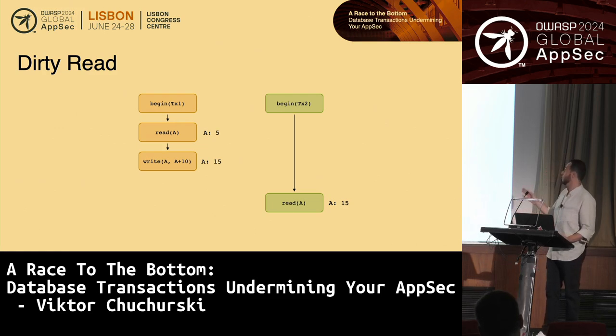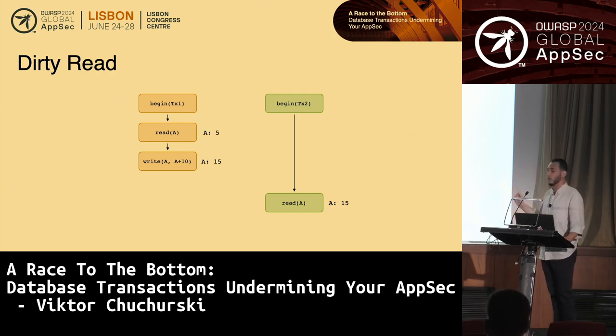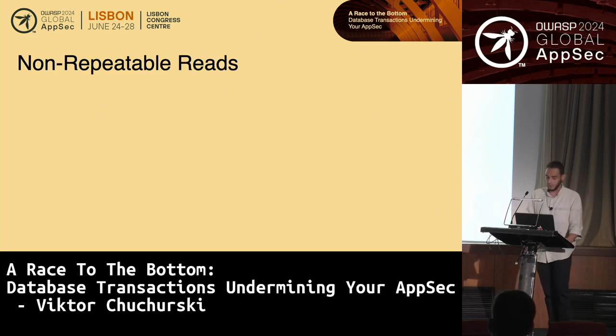So if it happens that transaction 1, for some business reason or application code reason, decides to revert, basically rolling back all the changes, but transaction 2 continues executing, it'll execute under the assumption that the value of A was 15. While it was actually reverted by transaction 1, essentially giving you a dirty read.